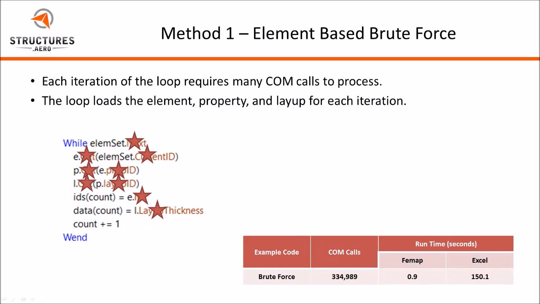So if you were programming something like this, you're going to think it's just a very intensive program. It's going to run very slow, and if you have a very large model, and obviously this could be expanded to things more than just pulling layup thickness. This is in general. If you're running anything element-based, it's going to seem slow, but there are ways to speed this up. So let's look at method 2.